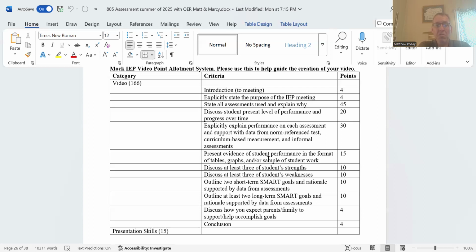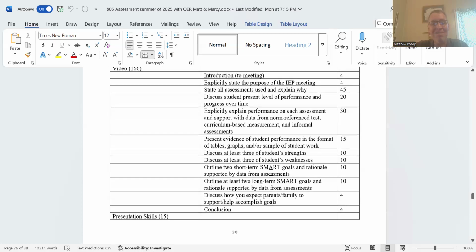As you are starting to conclude the meeting, you might offer suggestions and discuss how you would expect the parents, guardians, and family members to help support and accomplish the goals that you've laid out in this meeting. Okay, so an example I gave last week was simply recommending to the parents that they sit down 5 nights a week, 15 to 20 minutes, and do reading with the student. And that might be one method there, just as an example.